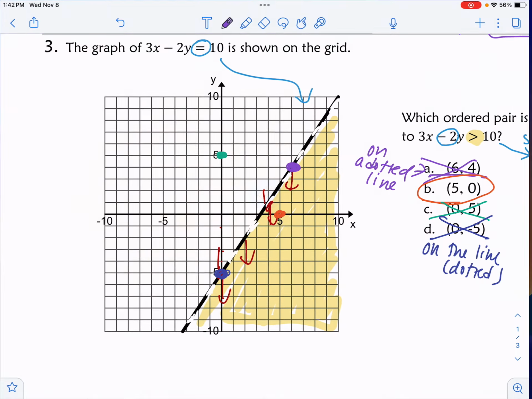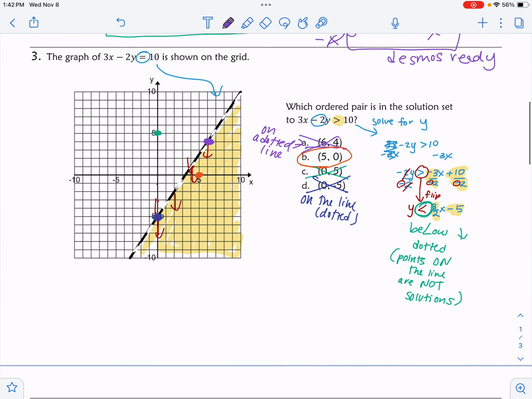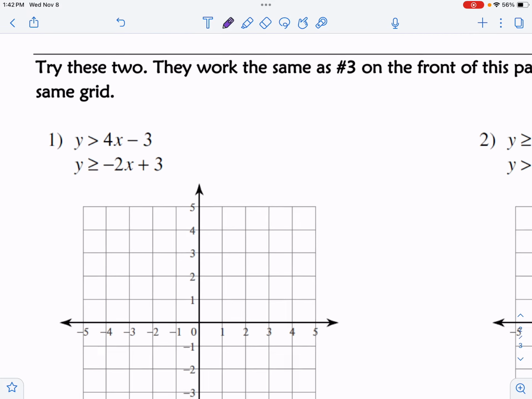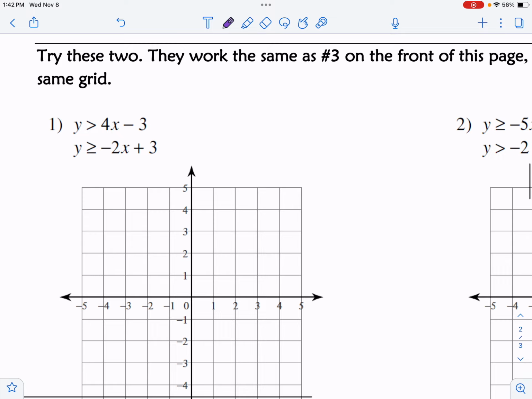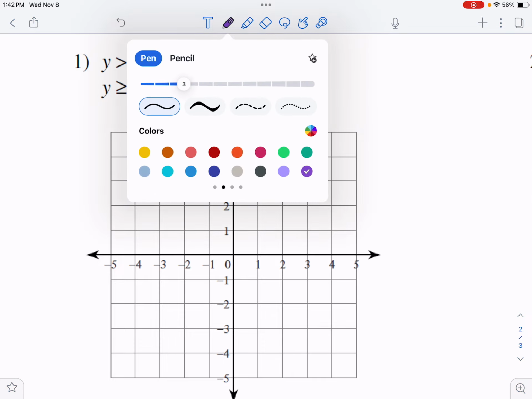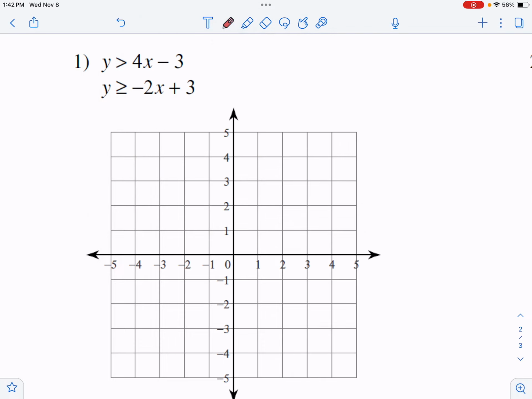Okay, and so this next page, we're putting them together. And so this time we have more than one inequality to graph. And so it's a system of inequalities. And so take it one at a time, starting with the top one. The y-intercept is -3. And so we're going to start at the -3 on the y-axis.